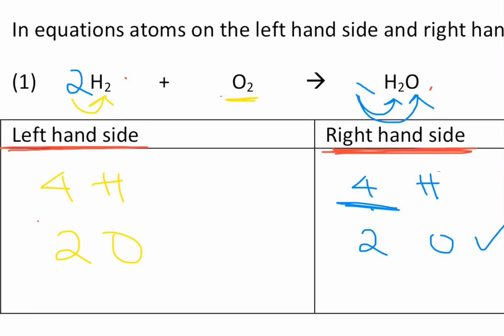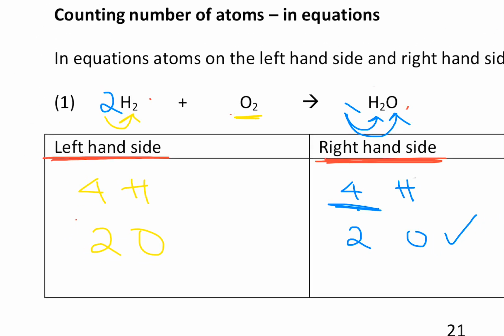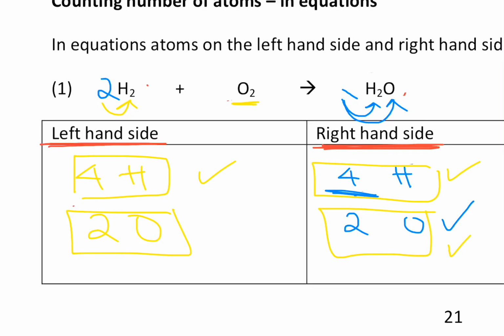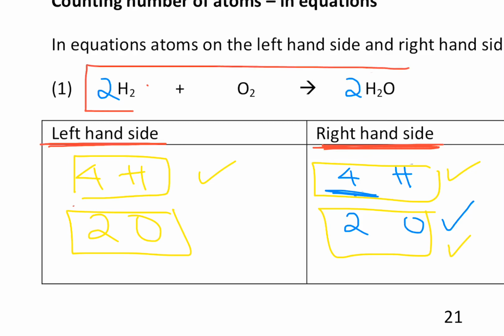Now when I check my whole equation, I see that on the left-hand side, 4 hydrogen, balanced, 2 oxygen, balanced. So this is the answer for my balanced chemical equation. This shows that the mass has been conserved in that reaction. So this is the answer. This is the workings of the answer. You're not really marked for this. You will be marked only for the answer here.